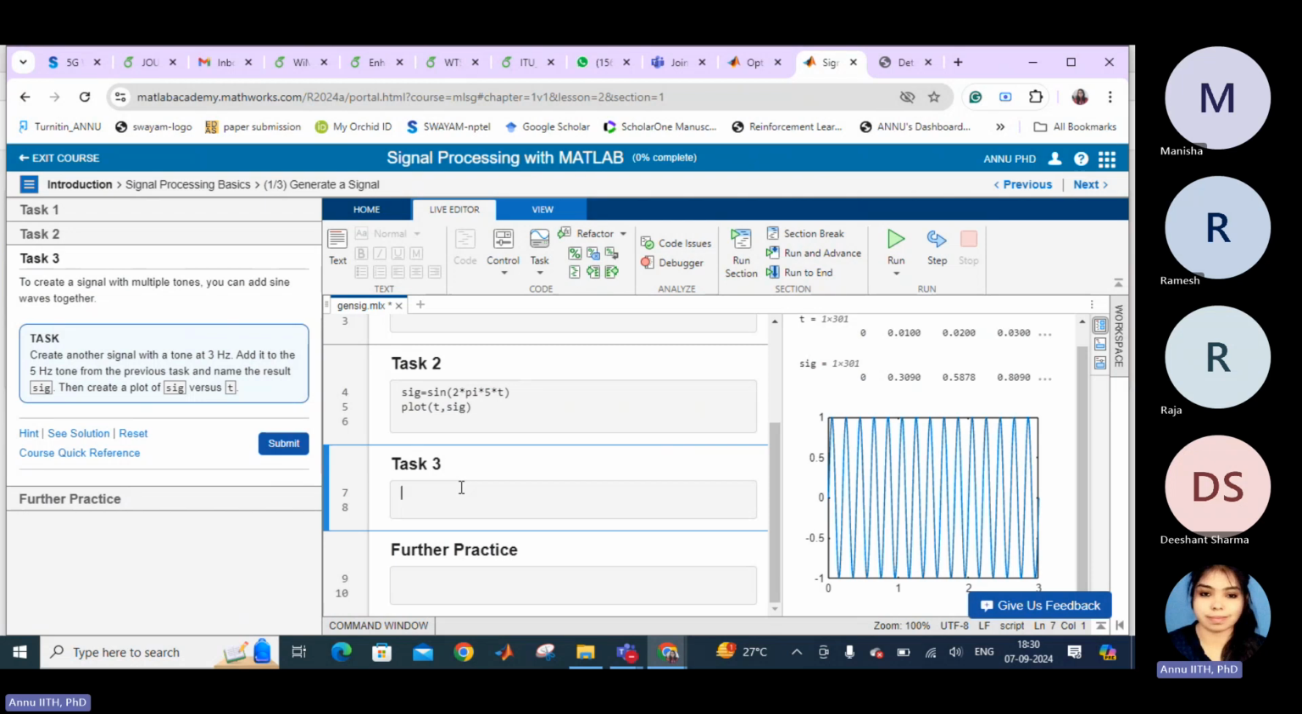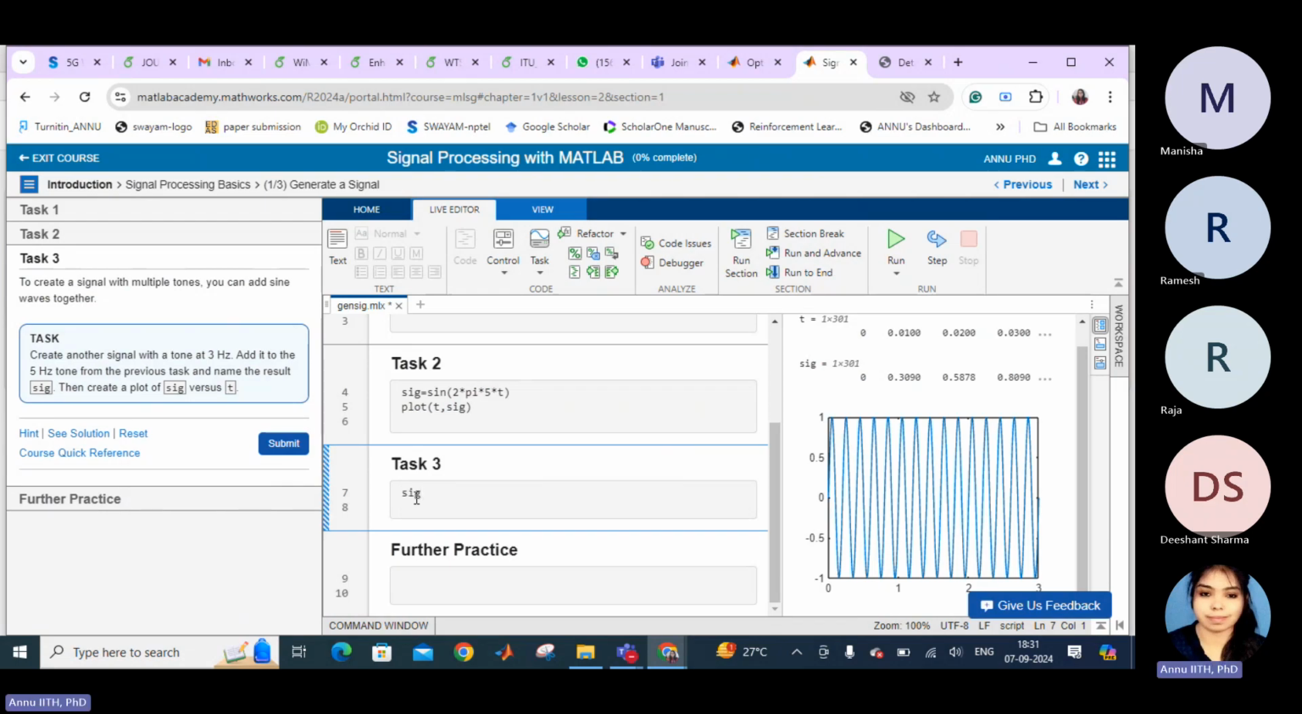So we need to add it. Signal addition is very simple in the signal processing concept, and it's very simple in MATLAB. To create a signal with multiple tones, you can add sine waves together. Why multiple tones? A single tone is a signal of a single frequency. If we add a different frequency to it, it is a signal of more frequencies. So let's add another.